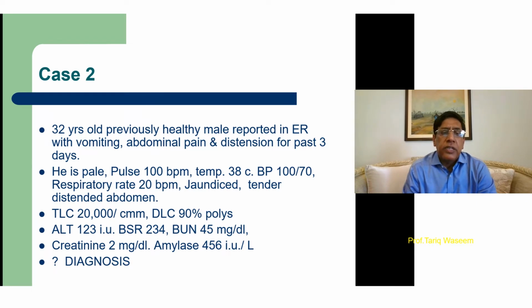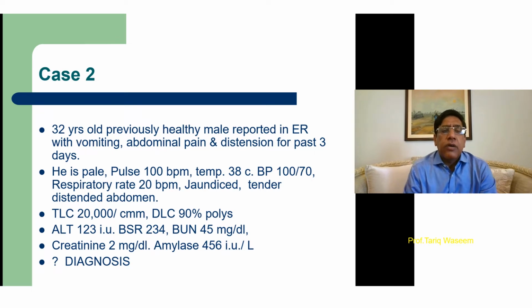When investigations were carried out, his total leukocyte count was 20,000 per cubic millimeter, with 90% of them polys. His ALT was raised, 123 international units. He had a blood sugar level running at 234, although he was not previously known diabetic. His urea BUN was 45, which translates into almost 90 to 100 milligrams of urea. Creatinine was 2 milligrams. Amylase was 456 international units per liter.